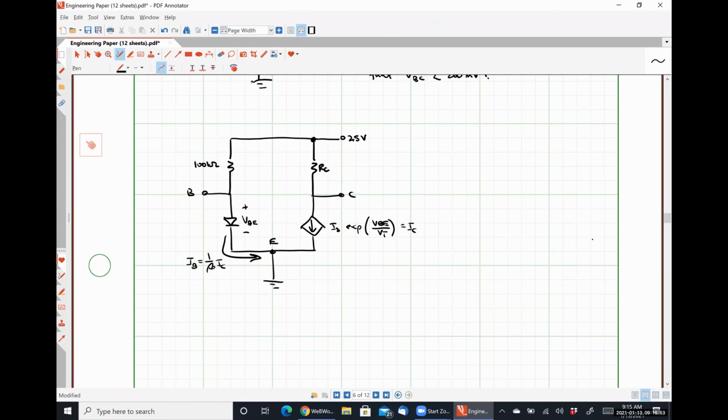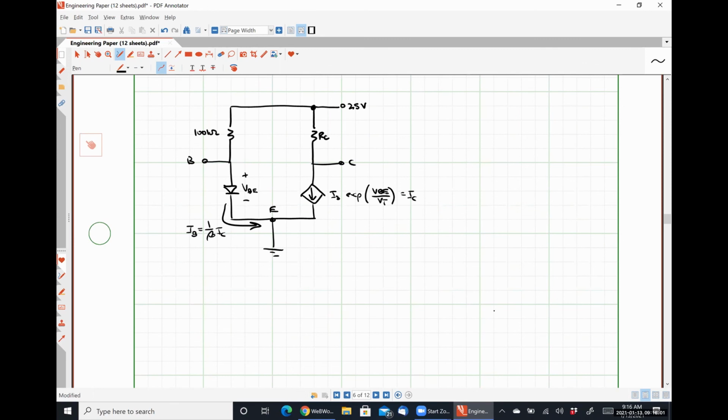Okay, I think I see where you're going. So let's do something here real quick, right? So 2.5 volts will be equal to the voltage drop over the 100 kilo ohm resistor, right? Plus the voltage drop VBE. Anybody got any problems with that? So I'm saying it's going to be equal to this voltage, plus VBE.